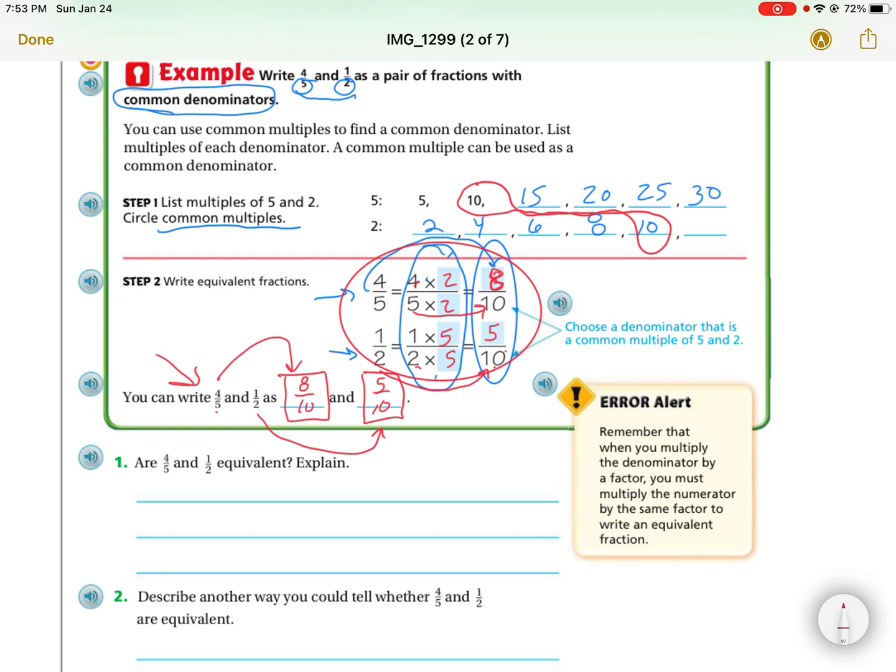So the question down below says, are 4/5 and 1/2 equal to each other? Are the exact same size? And the answer to that is no. 8/10 is bigger than 5/10. So no, 4/5 and 1/2 are not equivalent.